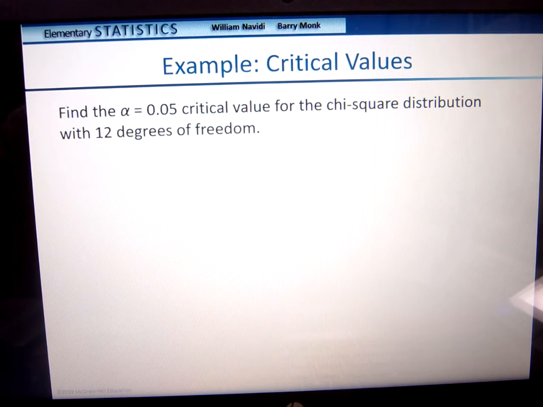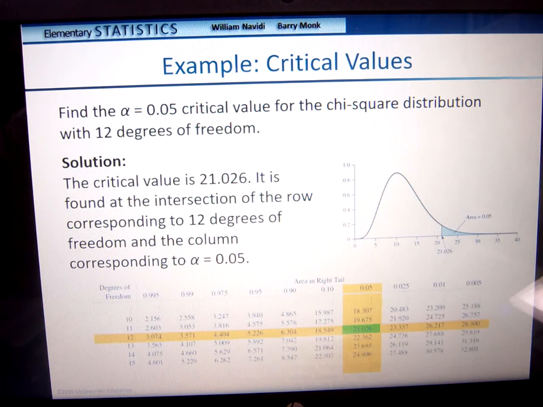So let's find the alpha equals 0.05 critical value for the chi-square distribution with 12 degrees of freedom. The critical value is 21.026. It's found at the intersection of the row corresponding to 12 degrees of freedom and the column corresponding to alpha at 0.05. So here's our 12 degrees of freedom, here's our 0.05, and the intersection of them gives us the critical value of 21.026.